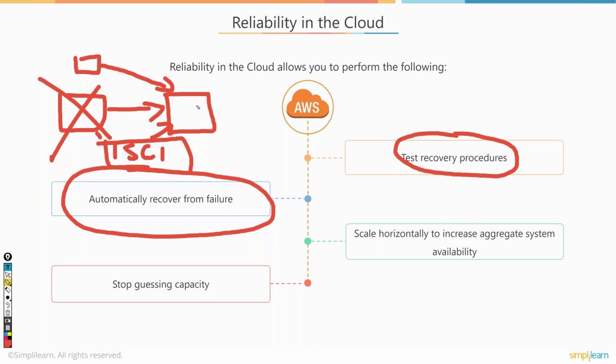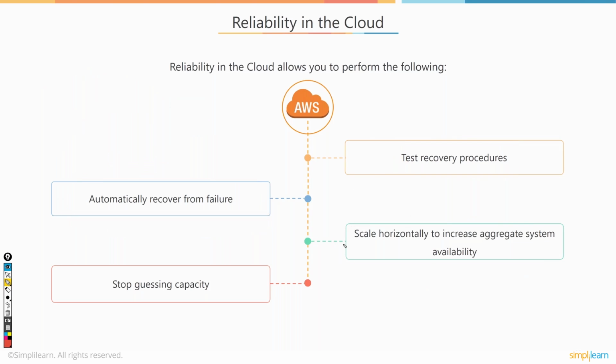Another point is you can scale horizontally to increase availability, and that's an important one. Imagine, I'm going to remove that and I'm going to draw here. Imagine you have ELB here and you have the internet on top. Traffic comes to ELB. That on its own is almost a bulletproof solution.